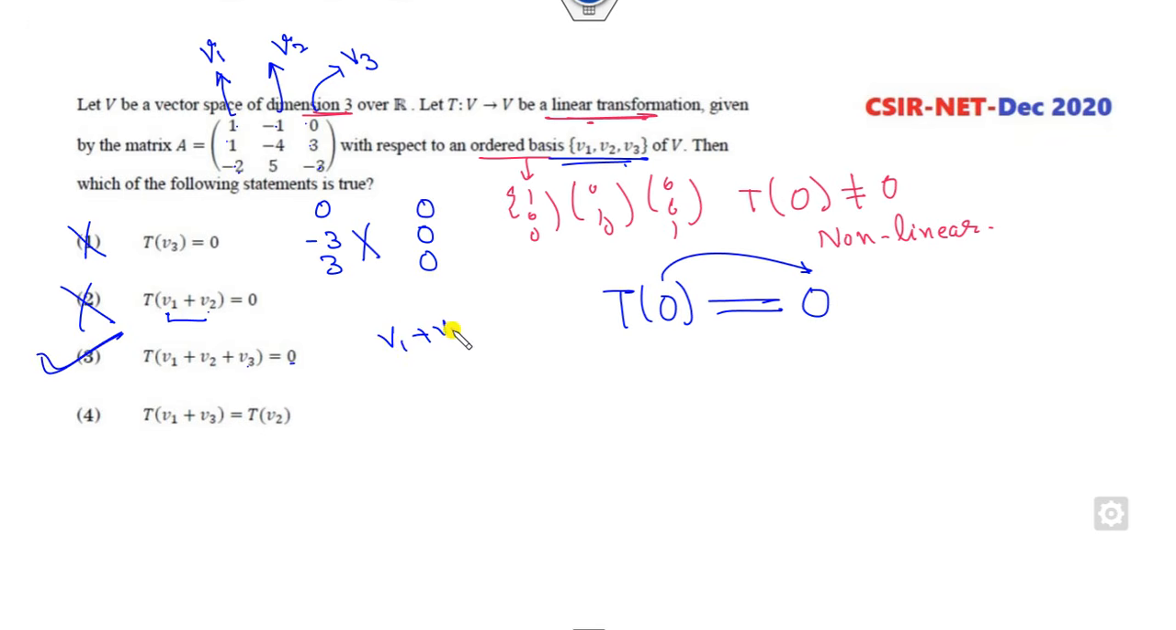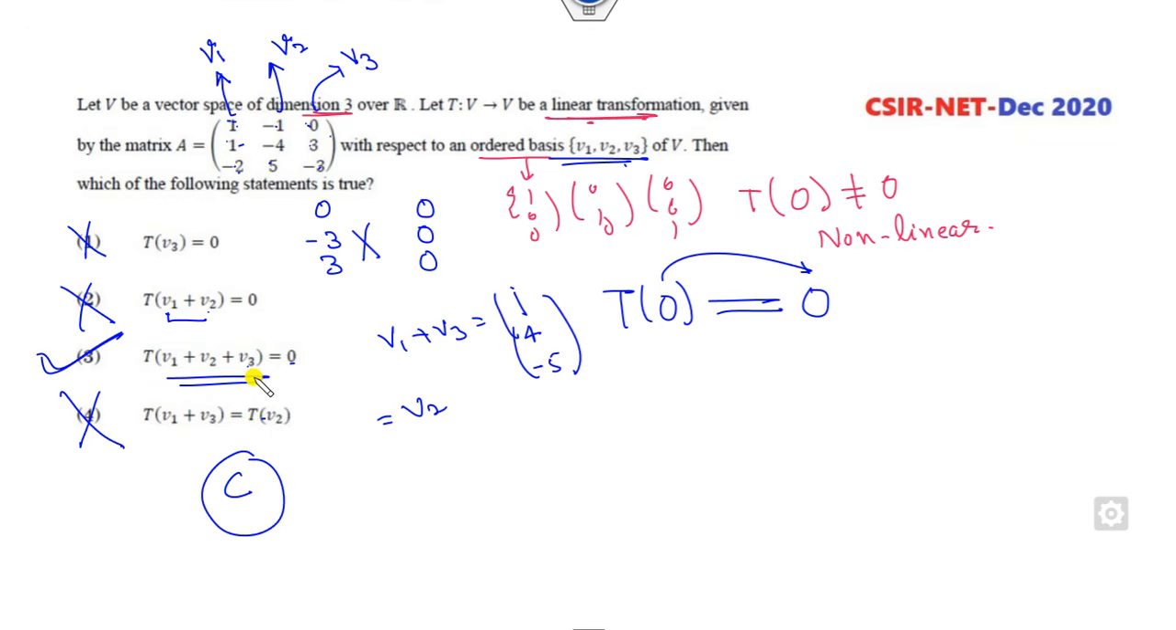V1 plus V3 is equal to V2. What is V1 plus V2? It's 1. The first one is not satisfied. The sum of them will be minus 1, but it is plus 1. Similarly, it's 4, it's minus 5, but here it is the opposite. So it's minus V2, but it's a plus, so it's cancelled. The right option is the third option, the correct answer.